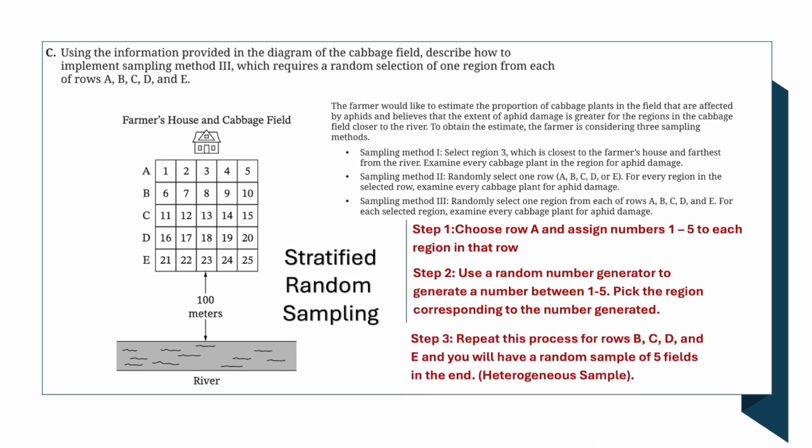And then step number 3 is repeating the process for B, C, D, and E. For B, you will generate a number between 6 and 10, and then pick the region that is associated with the number that is generated. And you get another sample. In the end, you will have 5 regions, and you will get more of a heterogeneous sample compared to any other sampling methods listed here.